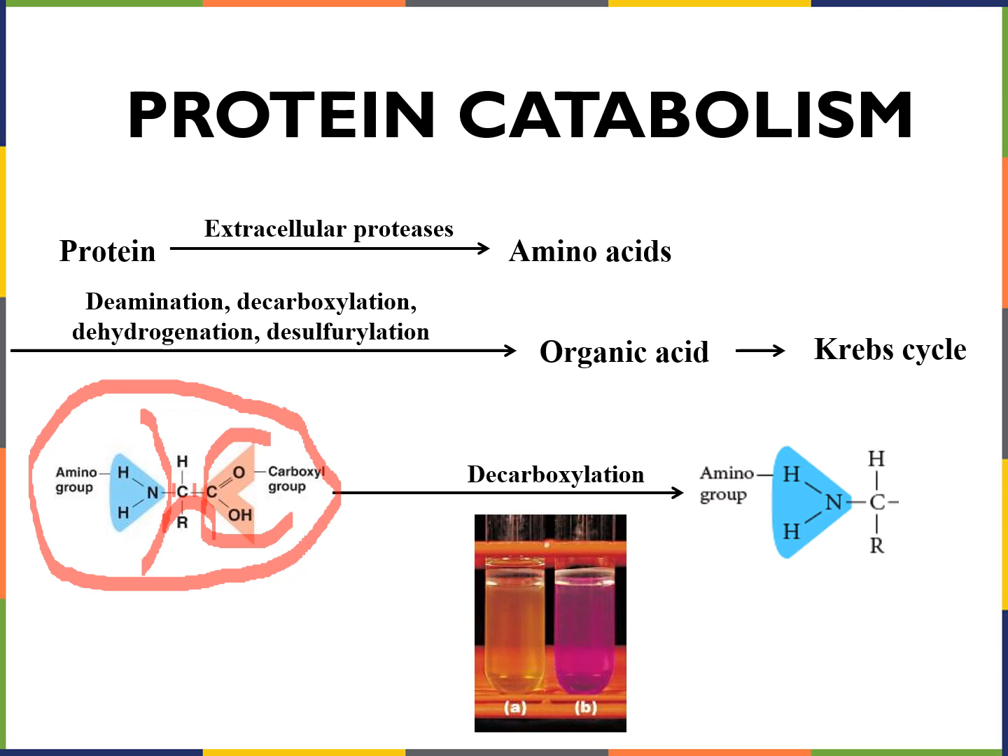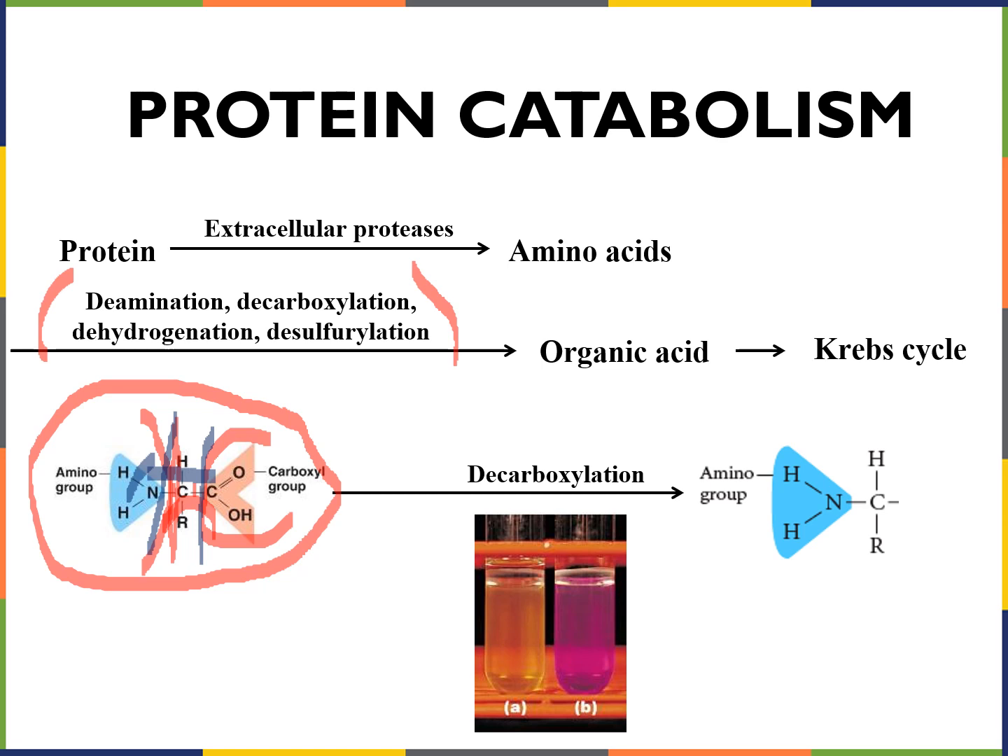So once you have that amino acid, it can undergo a wide variety of things as seen up here. Deamination means this bond is broken right here. So maybe if I switch color, okay. Deamination is the breaking of this bond. Decarboxylation is the breaking of this bond. Dehydrogenation is the breakage of any hydrogen. So you could break that one, or you could break that one. Desulfurylation, this is the removal or the breaking of sulfur.